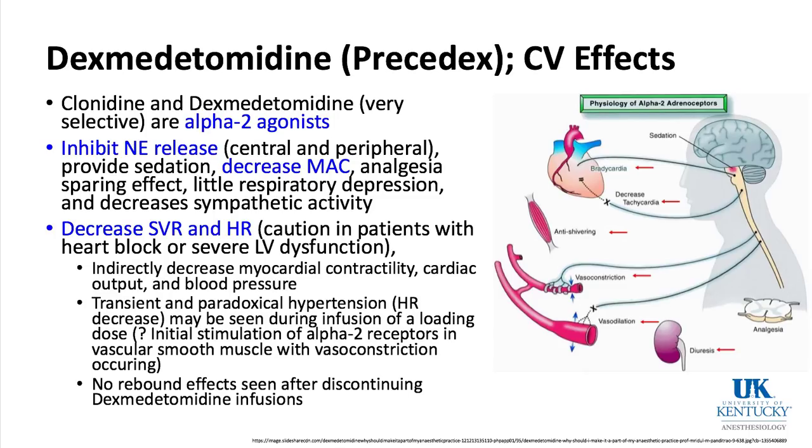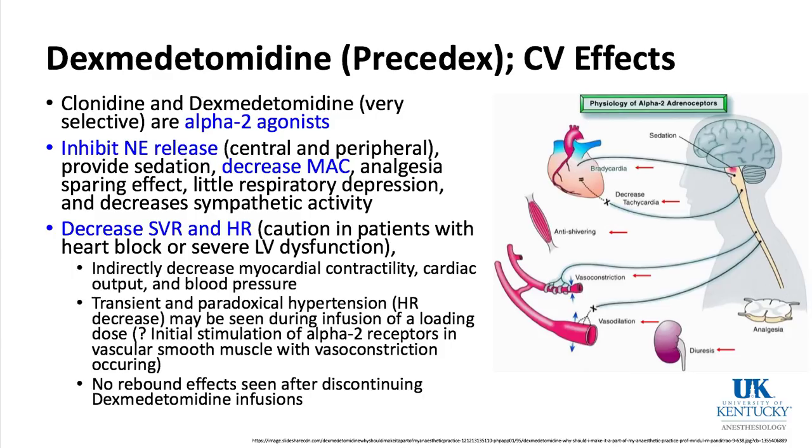Decreasing SVR and heart rate, so you need to be careful in patients who already have heart block or severe LV dysfunction. It indirectly decreases myocardial contractility, cardiac output, and blood pressure. And if you bolus dexmedetomidine rapidly, you can see this transient and paradoxical hypertension that occasionally occurs. And that is probably due to stimulation of alpha-2 receptors in vascular smooth muscle, resulting in vasoconstriction. So we say give the dex over about 10 minutes to avoid this transient paradoxical hypertension.